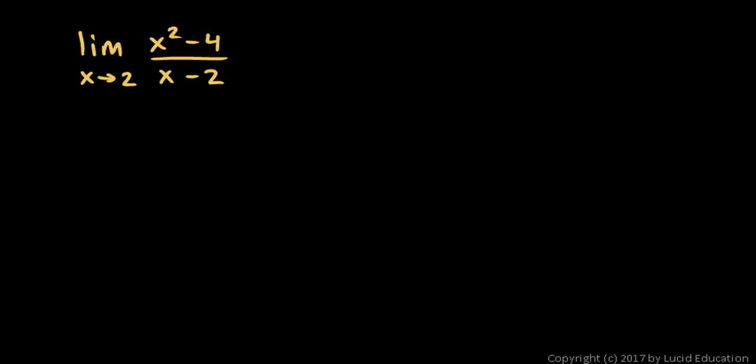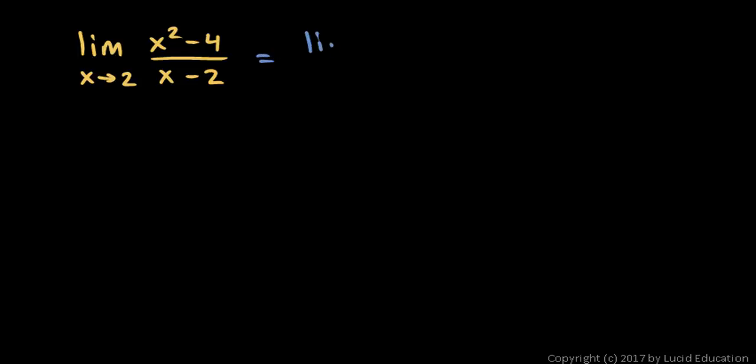Okay, let's look at a few more examples involving L'Hopital's rule. Here's the limit as x approaches 2 of x squared minus 4 over x minus 2. And you can see that if we put in 2, I'm not going to write it, but just think it through. 2 squared minus 4 is 0, and 2 minus 2 is 0. So that gives us 0 over 0.